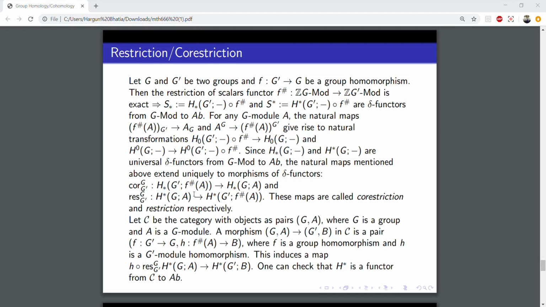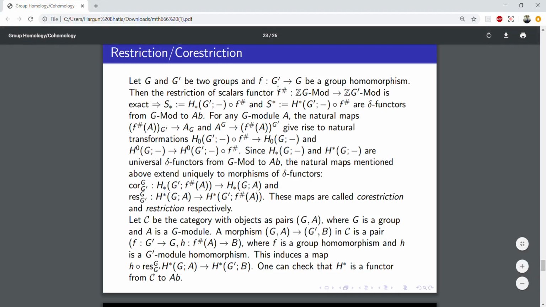So it extends uniquely to a morphism of delta functors, which when you plug in A, you get a morphism of abelian groups, and these are what I call the co-restriction and restriction. With the homology, I call them the co-restriction. I get a map from the homology of G prime of F hash A to the homology of G of A, and the cohomology of G of A to the cohomology of G prime of F hash A. These are the co-restriction and restriction, and this in some sense is a functor.